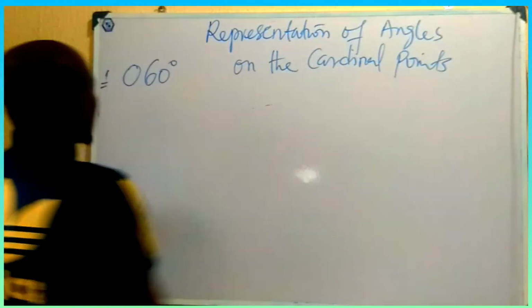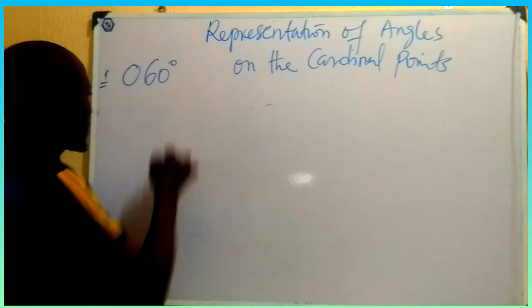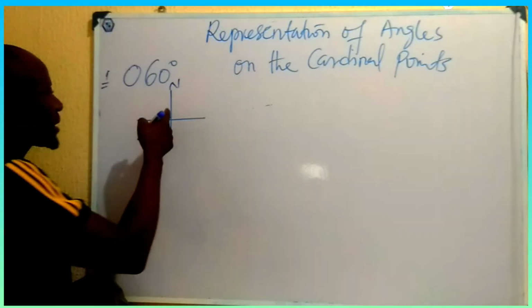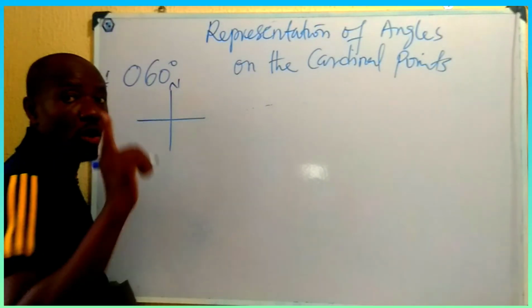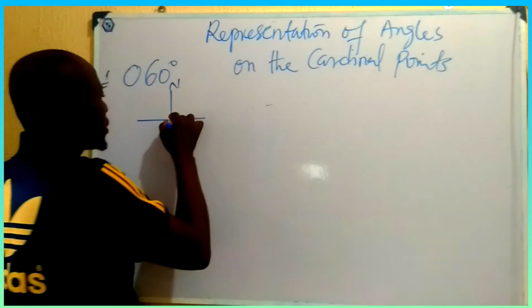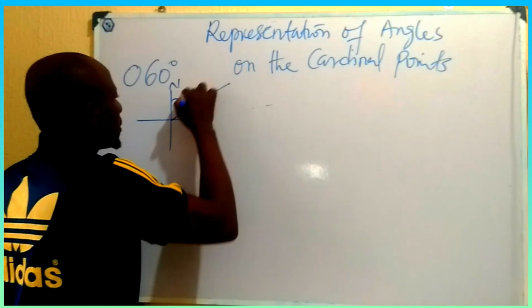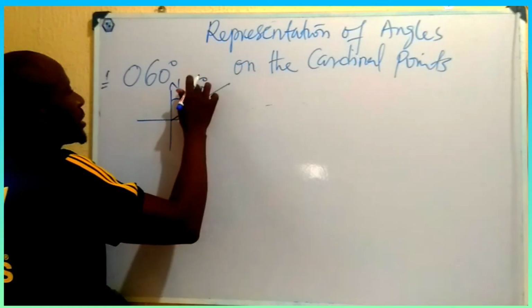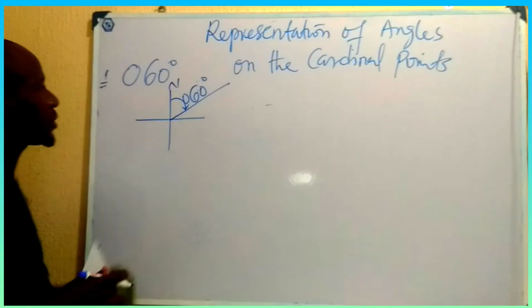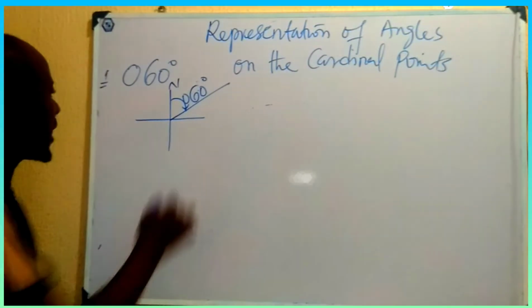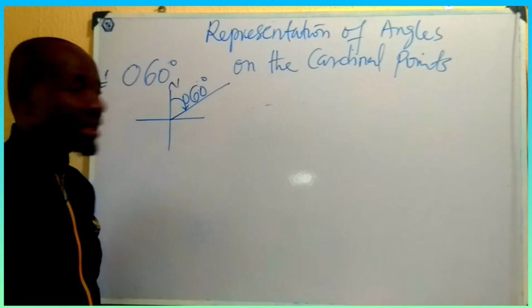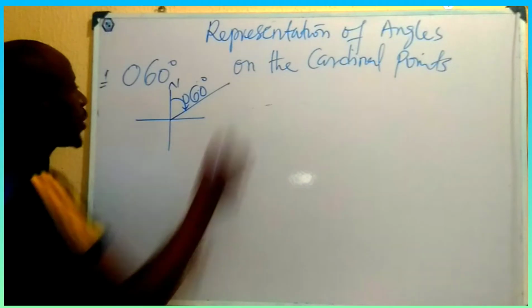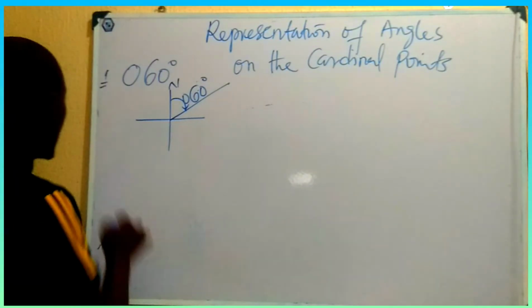Now to represent angle 60 degrees on your cardinal point, you will take, starting from the north. Remember we said that this first cardinal point will take what? 0 to what? 90 degrees. So 60 degrees. So this is 060 degrees. So that is what? 60 degrees. So here, what you have left here is 30 degrees. So this is how to represent 60 degrees on a cardinal point. It must pass through the what? The first cardinal point. Now let's look at the second one.